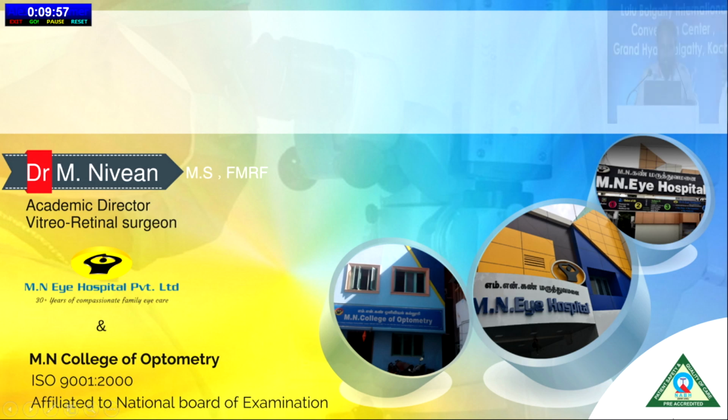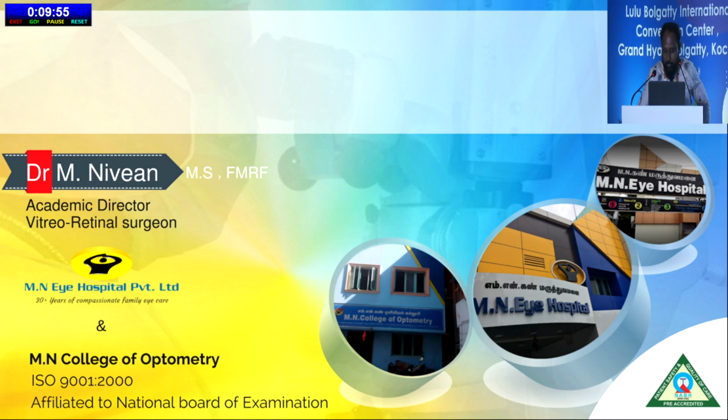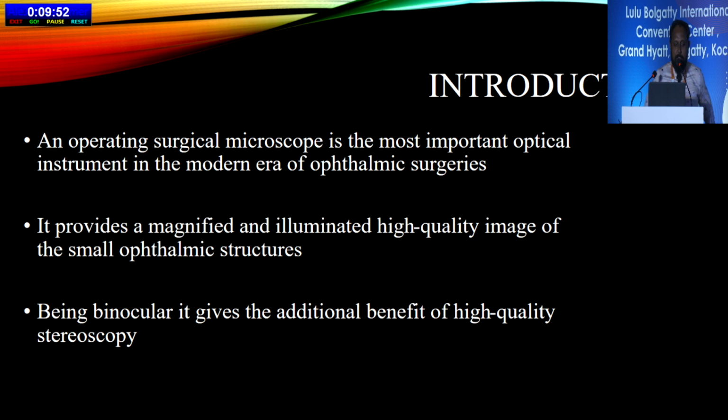So the topic given to me was choosing the right microscope. And just a brief introduction. We all know an operating surgical microscope is the most important optical instrument in the modern era of ophthalmic surgeries. It not only provides magnified and illuminated high quality images of the small ophthalmic structures, and being binocular, it gives the additional benefit of high quality stereopsis.